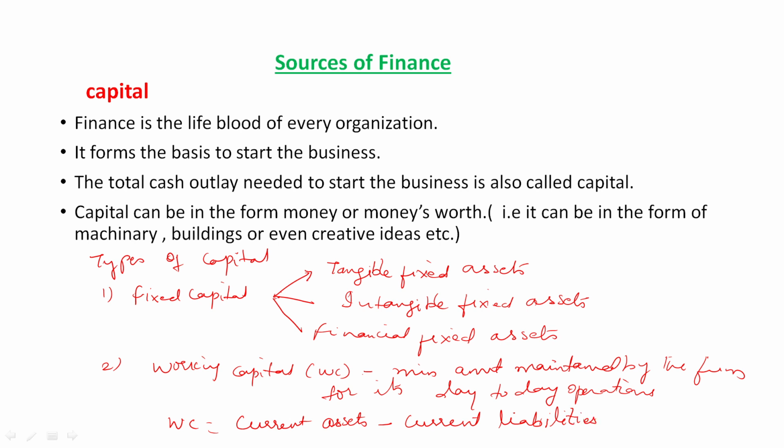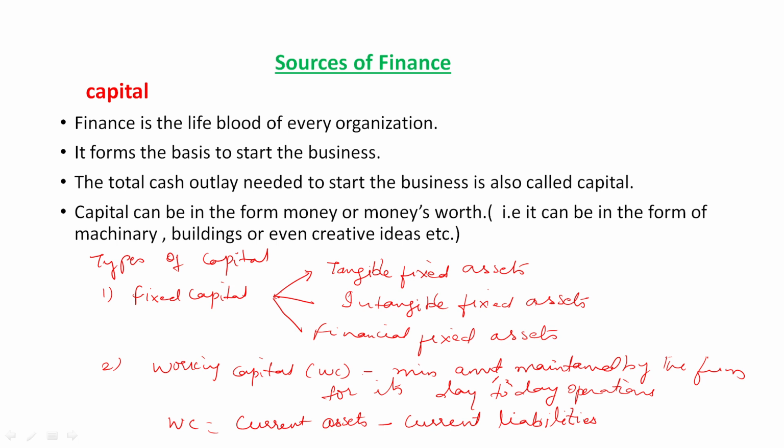So capital can be held by a firm in two different ways. One is fixed capital. Fixed capital can again be in the form of tangible fixed assets, that is, assets which have certain form and shape. Examples can be your machinery, building, motor car, vehicles, or furniture and fixtures, etc.